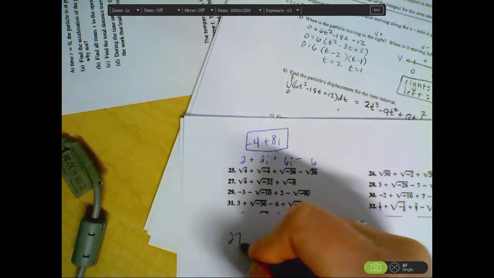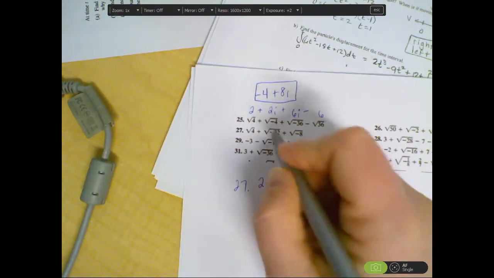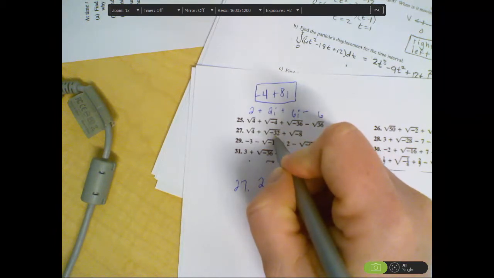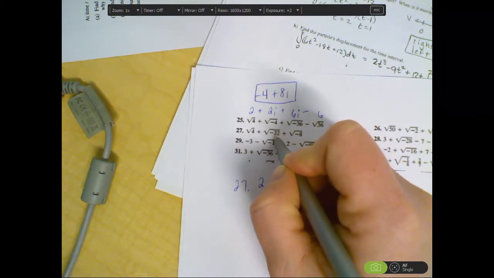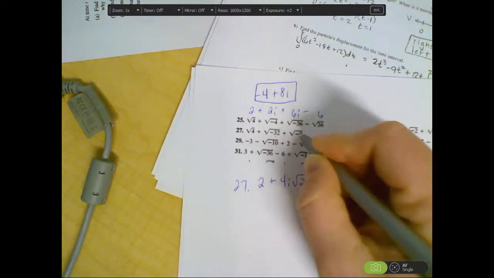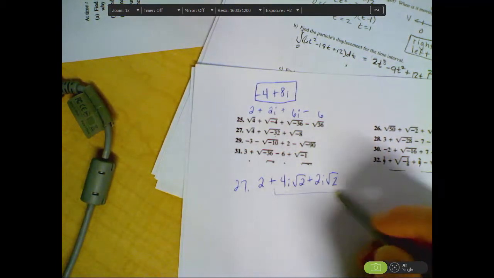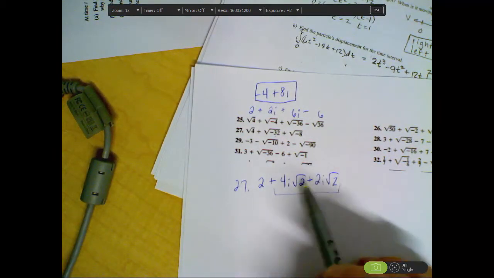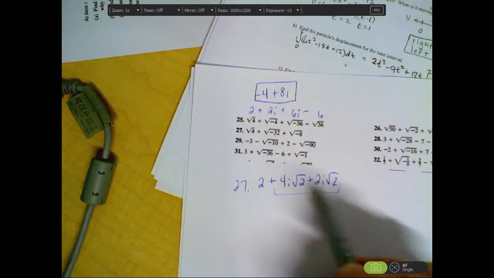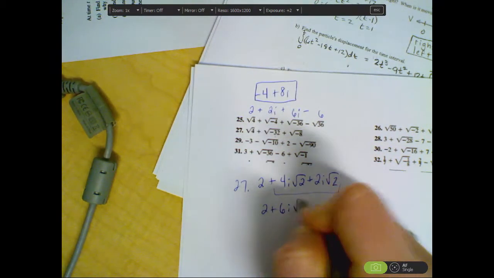27. Square root of 4 is 2, plus root 32 breaks down into 16 and 2, so 4 root 2. 4i root 2 plus 2i root 2. These are like terms because they both have i's and they both have radicals. This is 6i root 2. So your answer is 2 plus 6i root 2.